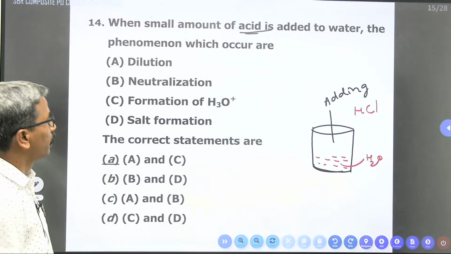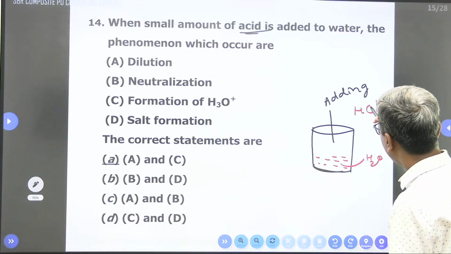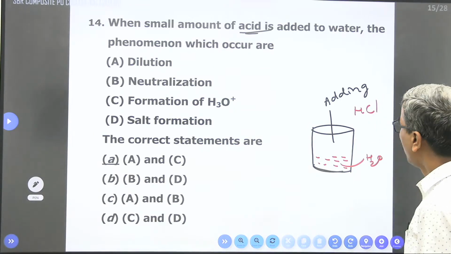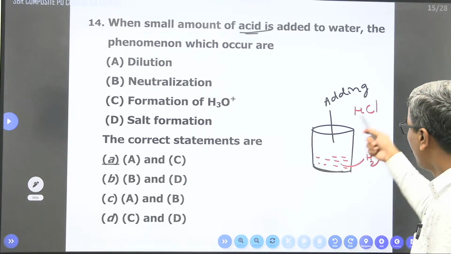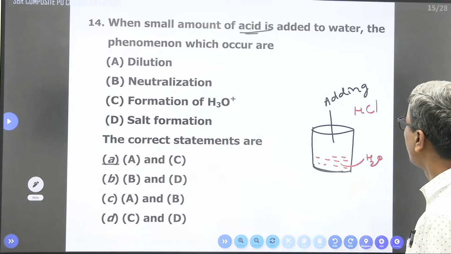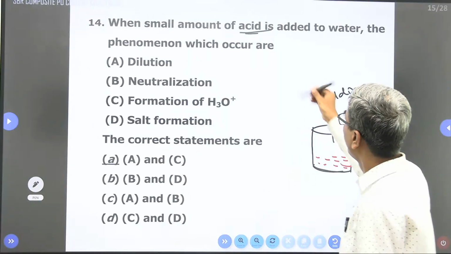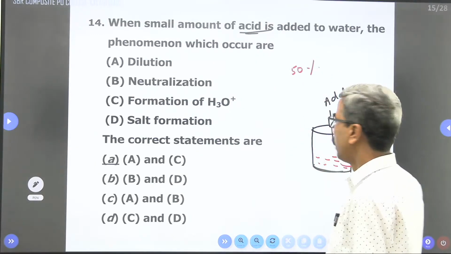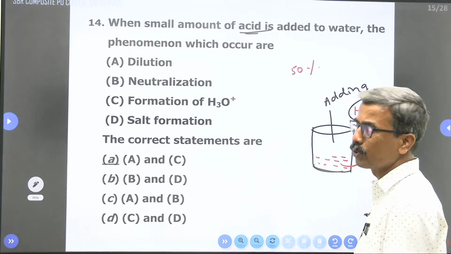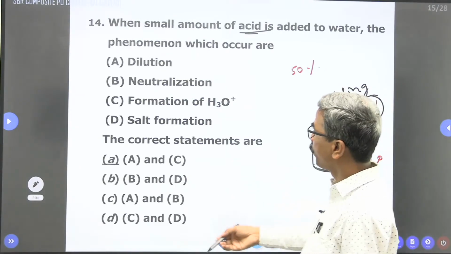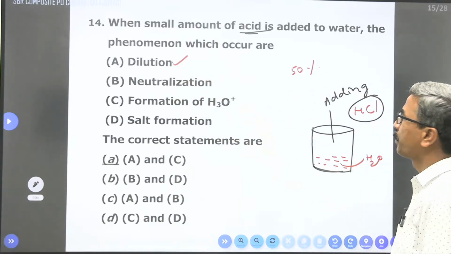Now they are asking what phenomenon will occur when you add this HCl into water. Maybe one of the questions we had a discussion on today. Suppose the concentration of HCl I'm adding is 50%. Assume that after adding to water, what will happen to its concentration? Definitely it will reduce. It will become dilute. That's why, in the given options A, B, C, D, dilution will take place. That is correct. That phenomenon we can notice.